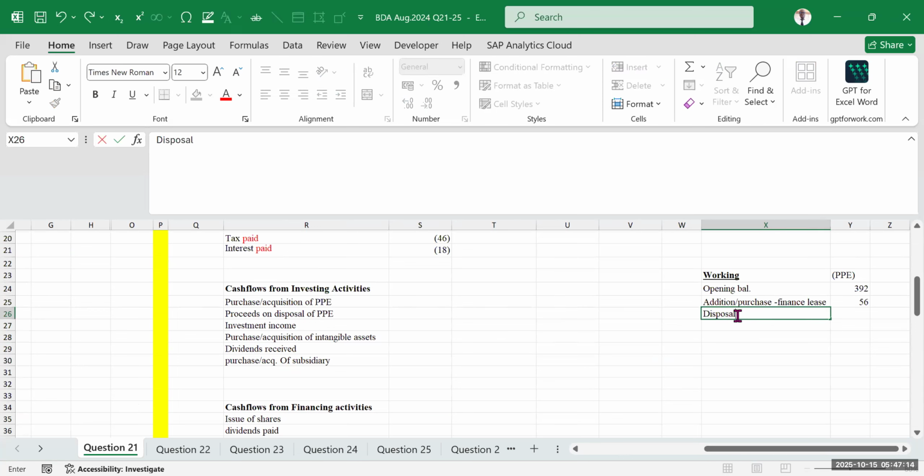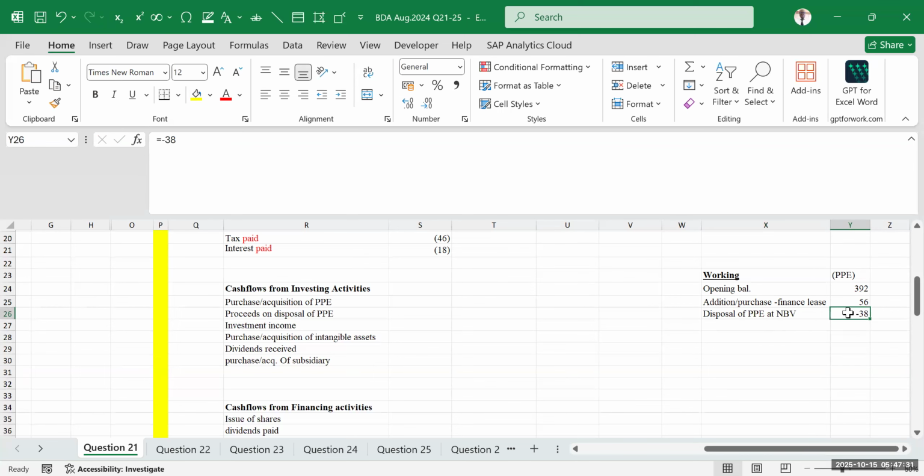disposal, the disposal of PPE at net book value. And I remember seeing 38, is it? So disposal will reduce the value of PPE. Addition will increase the value of PPE.